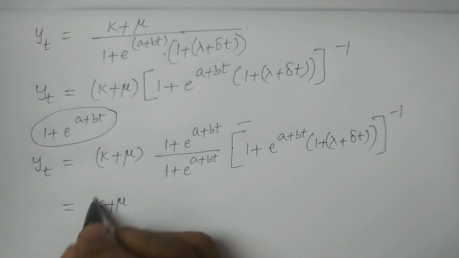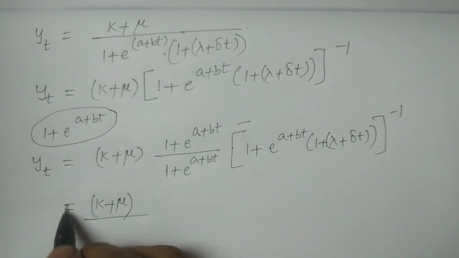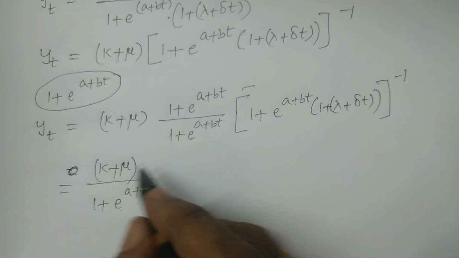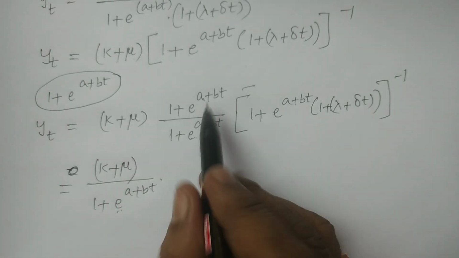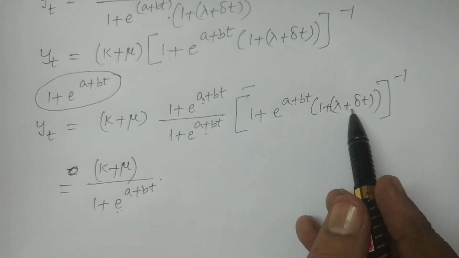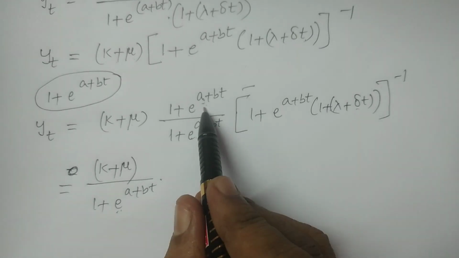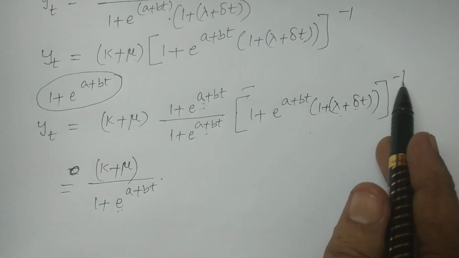Hope you understand. I am taking this particular term inside into the numerator, that is (k plus mu) divided by (1 plus e power a plus bt). I am leaving this term here. Do you understand? (k plus mu) divided by (1 plus e power a plus bt) I am leaving here, and this particular term I am taking into the power minus 1. That is, if you take this particular term, it will be in the numerator because of the power minus 1.